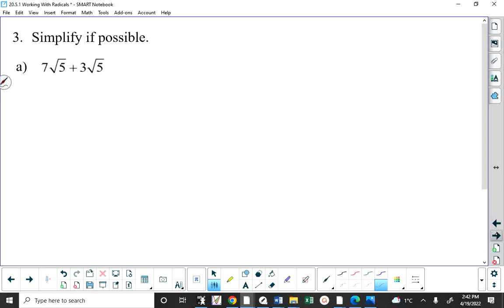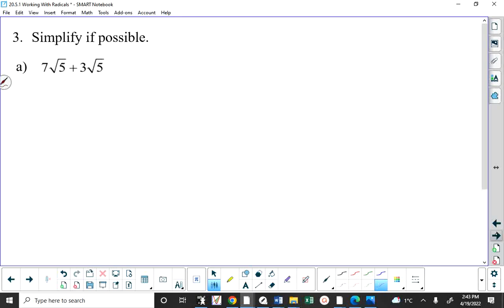All right, simplify if possible. 7 root 5 plus 3 root 5. Okay, so when we say 7 root 5, and I've always said it that way, and I watch other teachers and observe them, and some of them say 7 multiplied by root 5, and that's absolutely correct. 7 root 5 means 7 multiplied by root 5. But I like to say 7 root 5 plus 3 root 5, and sometimes I will even say 7 root 5s plus 3 root 5s.